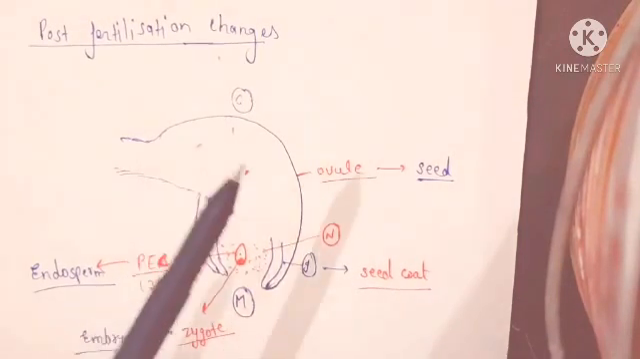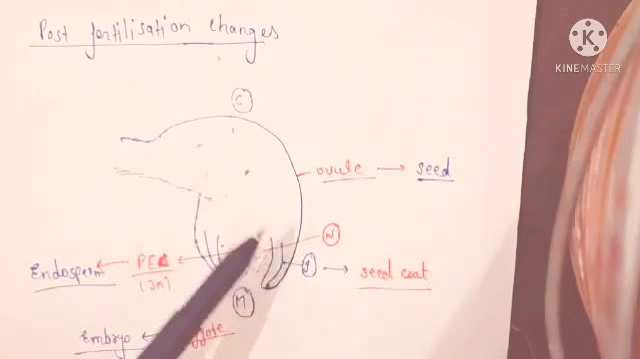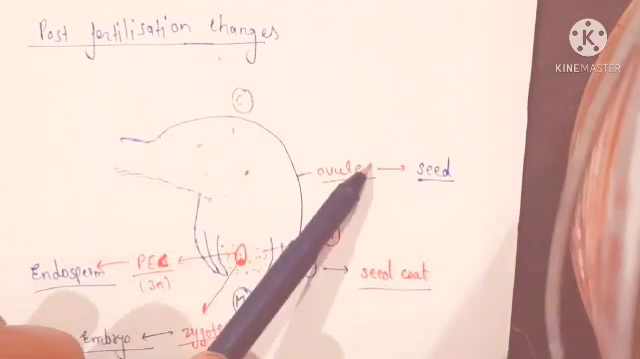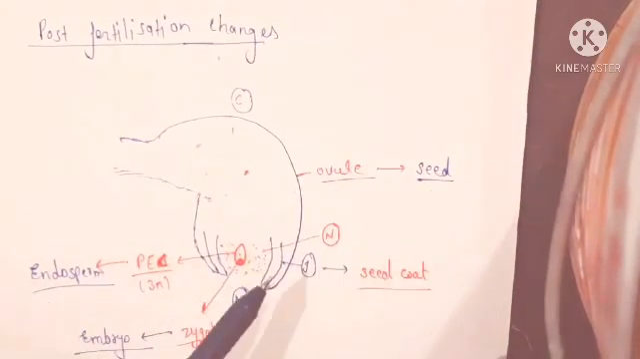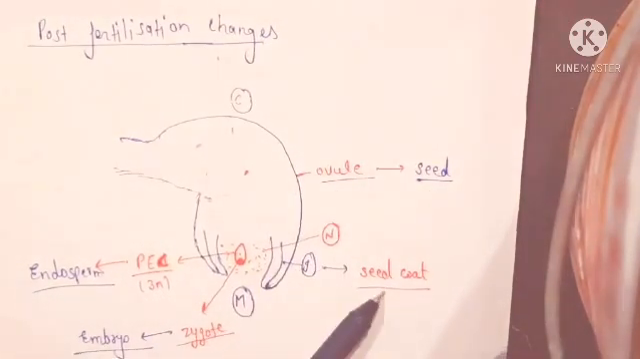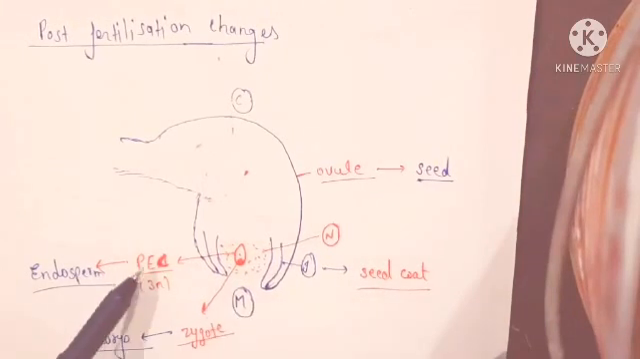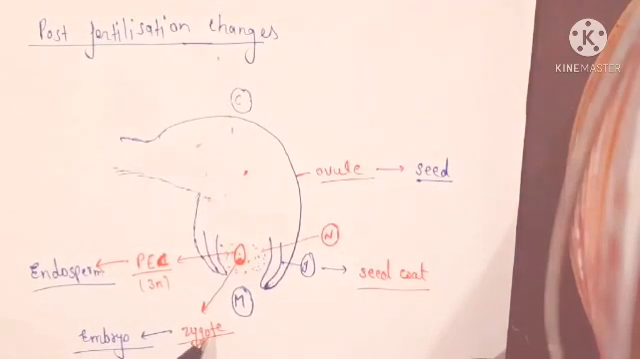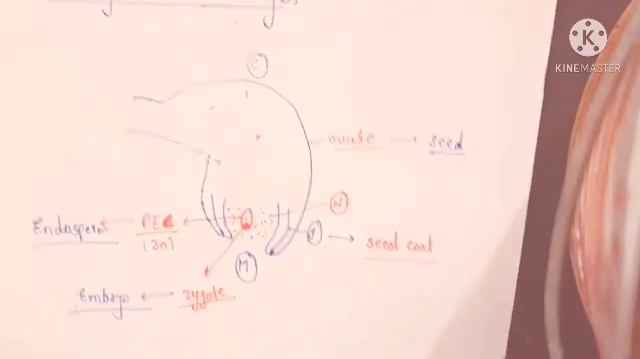So what happened after fertilization, means after development, this whole structure of ovule is converted into seed. This integument is converted into seed coat. This primary endosperm cell is converted into endosperm, and here is egg. Egg is converted into zygote in fertilization. After that, this zygote is converted into embryo. What is the ploidy? Zygote is 2n, that means it is diploid.